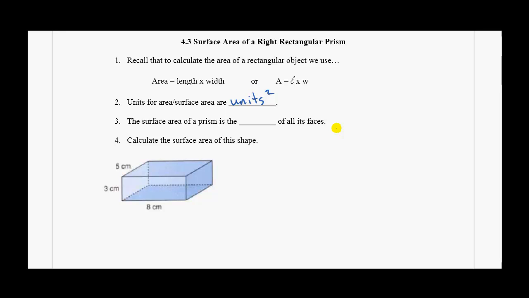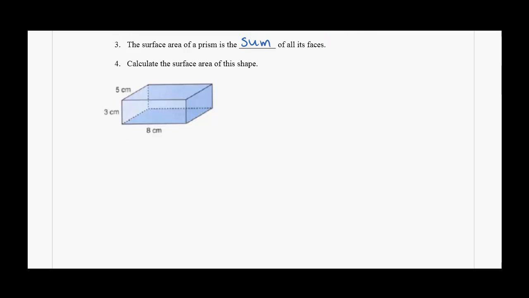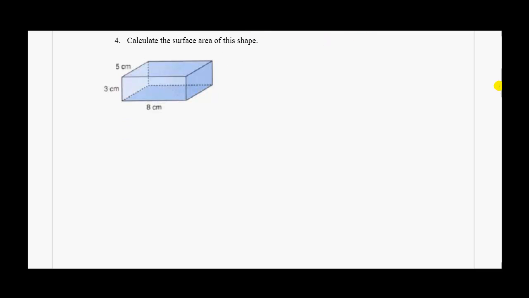However, as we can see in question 4, we have centimeters. So to calculate the surface area, we would conclude with centimeters squared. If they were in millimeters, millimeters squared, and so on. The surface area of a prism is the sum of all its faces. In question number 4, we're asked to calculate the surface area of this shape.